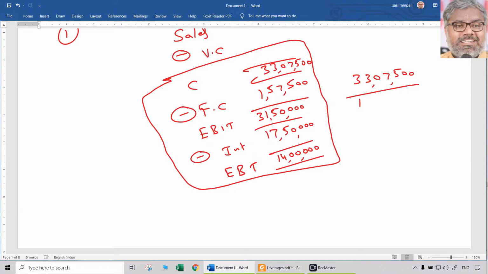33,07,500 divided by 14 lakhs. Contribution divided by EBT. 33,07,500 divided by 14 lakhs. That will be 2.3625 times. What is this? Degree of combined leverage.